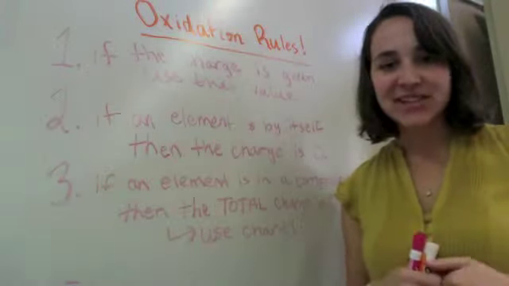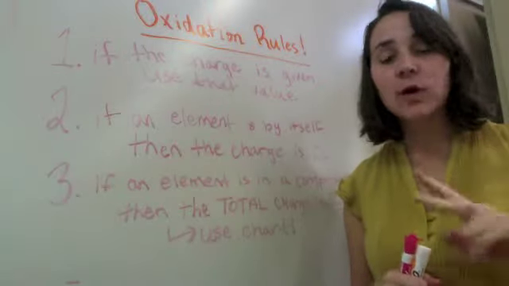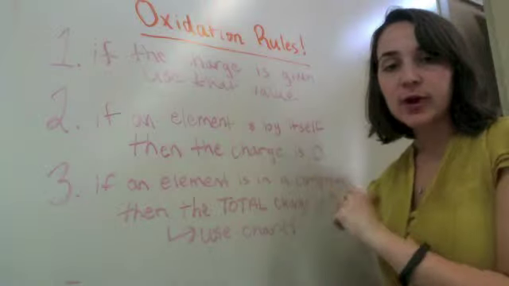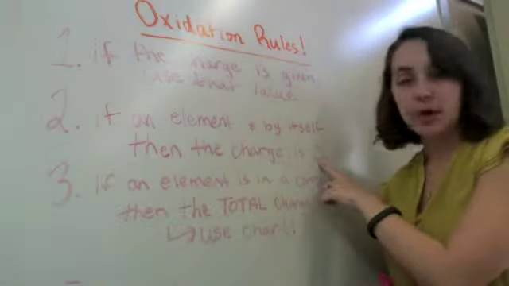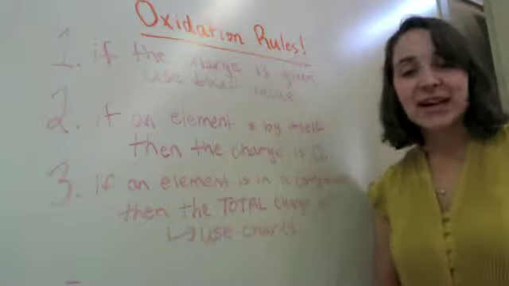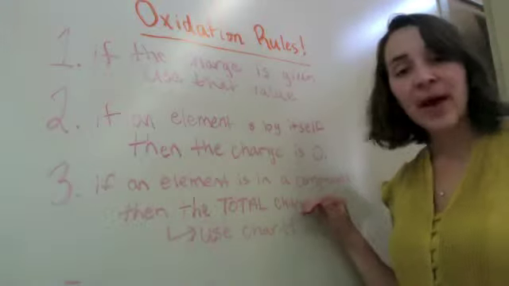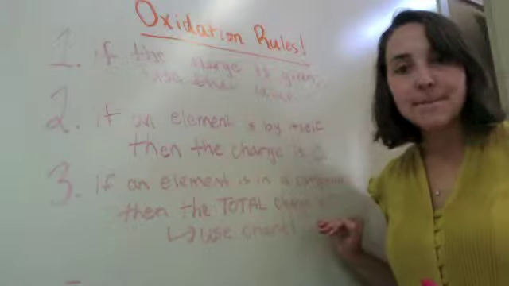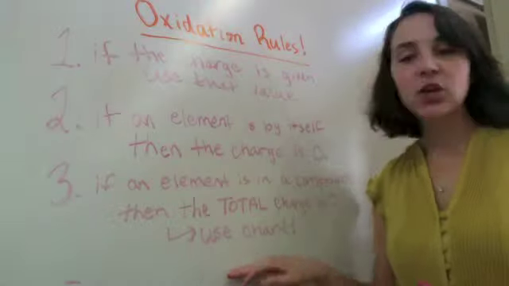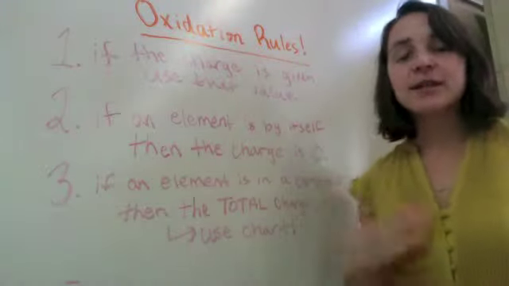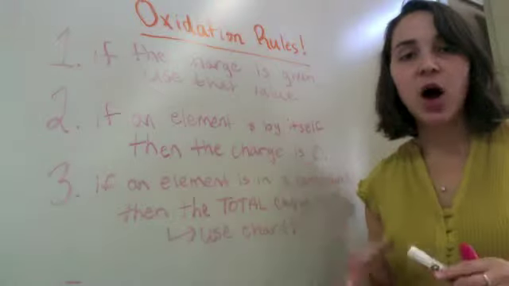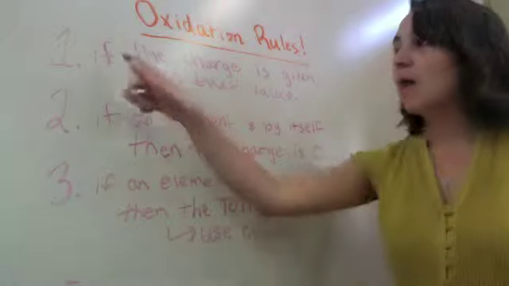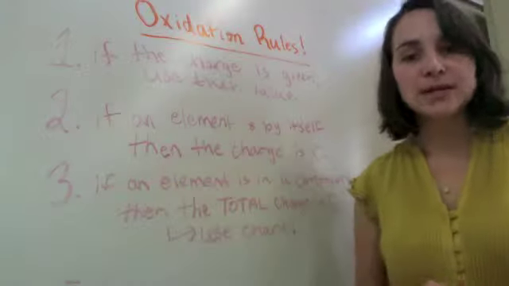as the oxidation state. The second rule is that if an element is completely by itself, then the charge is going to be 0. And finally, if an element is in a compound, then the total charge of that compound must be 0, and we can use one of those charts to figure out each individual oxidation state. In this video, I'm going to give you an example of all three different rules in effect.